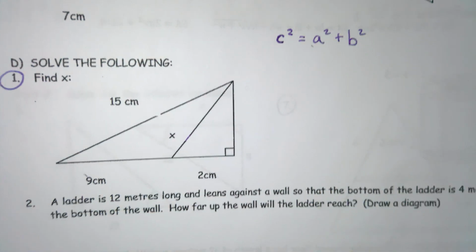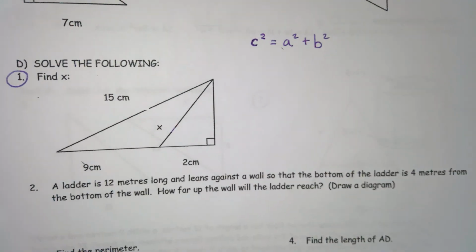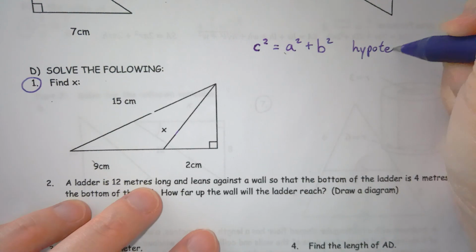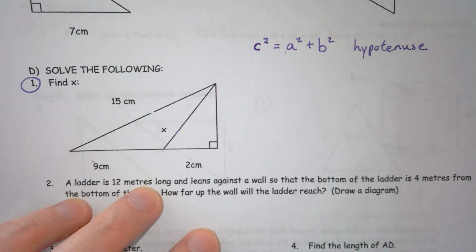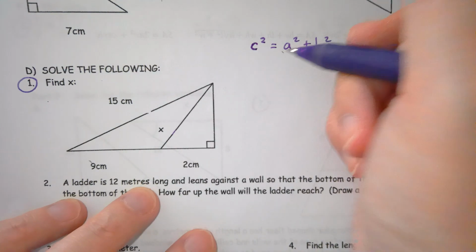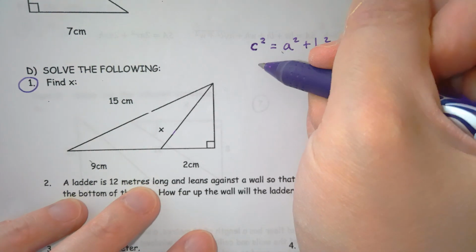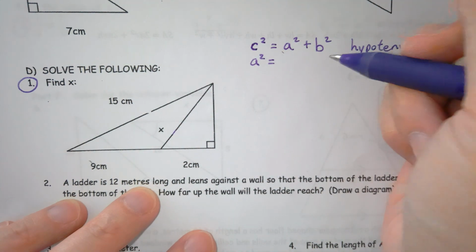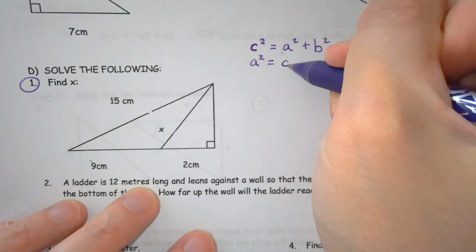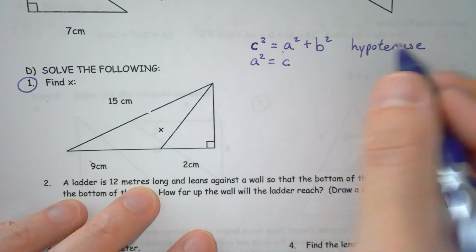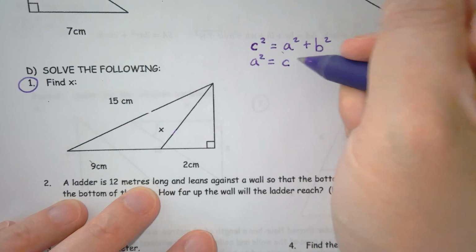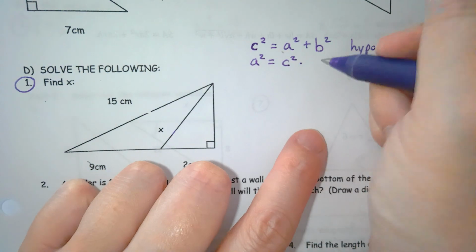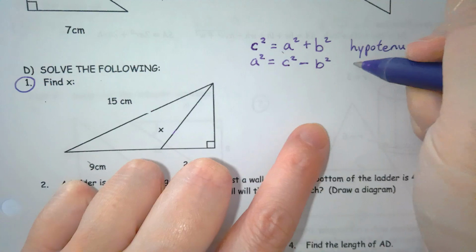So yeah, c squared equals a squared plus b squared. That's when you want to find the hypotenuse, the longest side of the triangle. What if I want to find a side length? What's the other one that I use? That's the one I want to find the hypotenuse. So if I want to solve for a squared, it's c squared minus b squared. That's to find the sides.